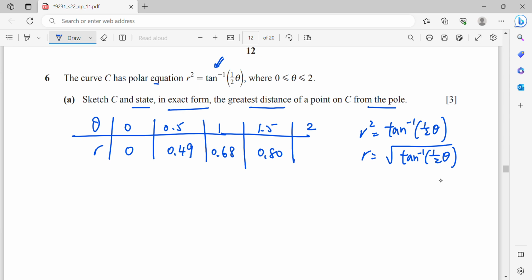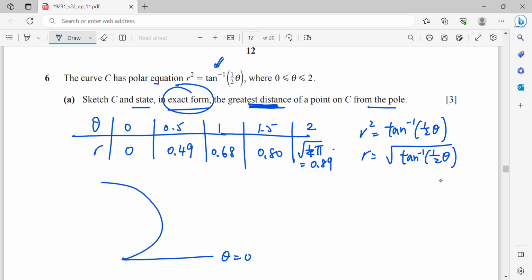this is going to be the square root of 1 over 4 pi, which is 0.89, because you need to get your answer in exact form for the greatest distance. So that is the answer of the last value. Okay, so now when you sketch a graph, this is theta equals 0. You measure theta equals 0.5, 1, 1.5, and 2. So basically, at last, you'll be getting this. Okay, this is your graph, r squared is inverse tangent of half theta.